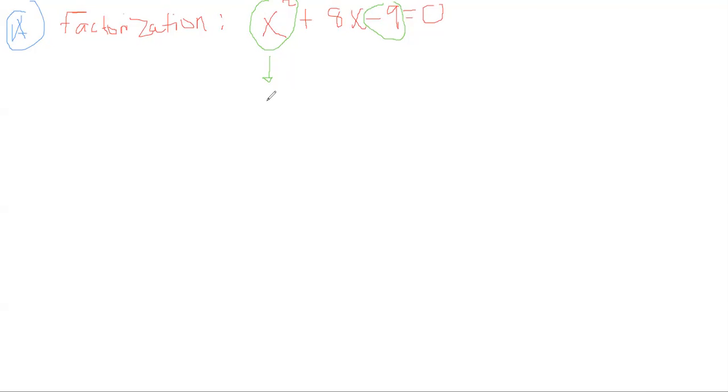And obviously the two candidates are x times x. So x times x will give us x squared, which is this one. So here also, we look for two numbers. When we multiply, they will give us minus 9. But if we add those two numbers, they should give us plus 8. So the two numbers that when we multiply give us minus 9 and when we add them give us plus 8 is what?